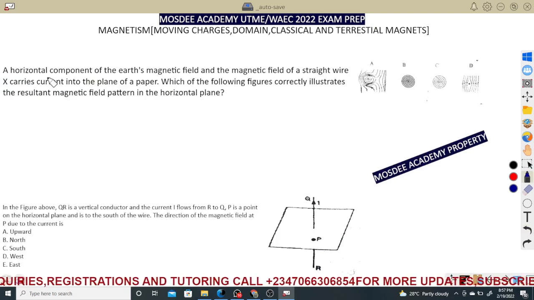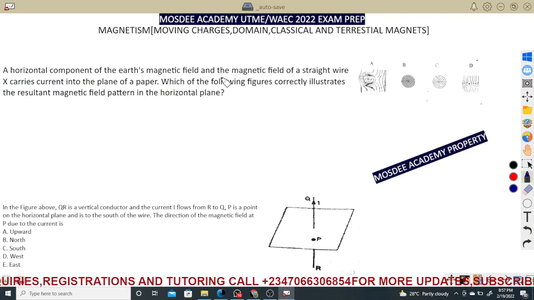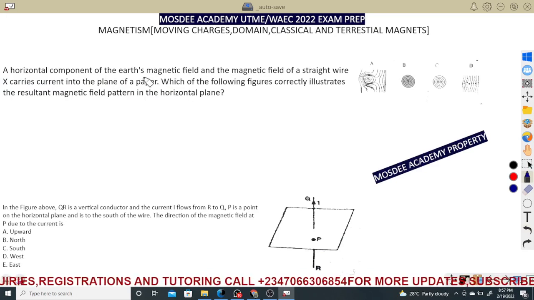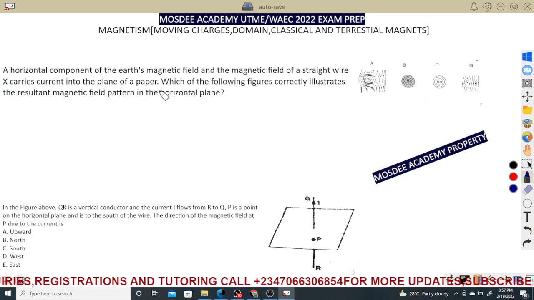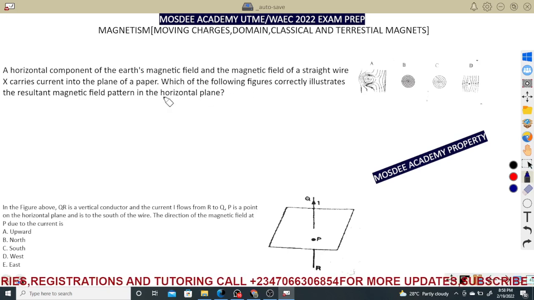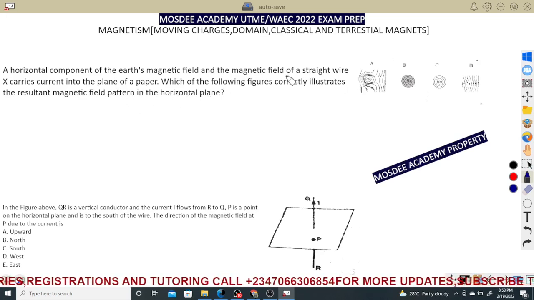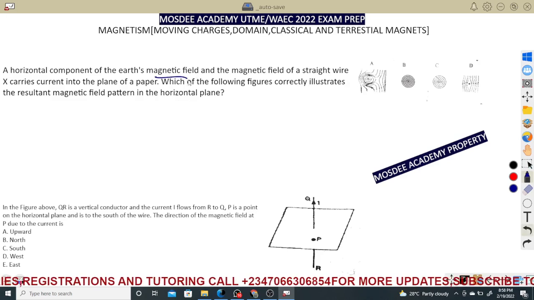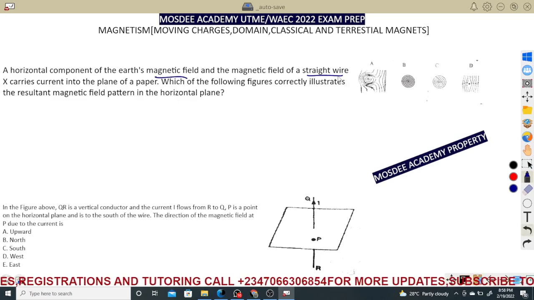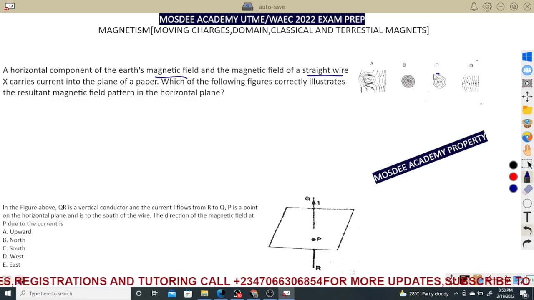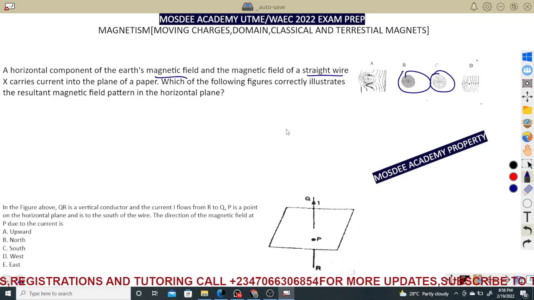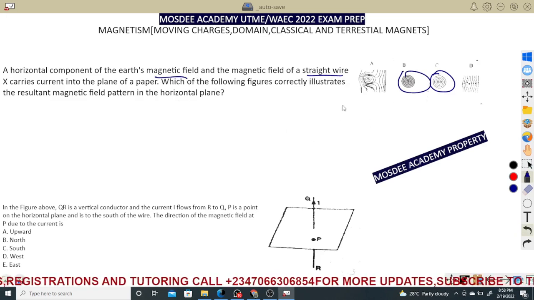Guys, the last one is about the horizontal component of the Earth's magnetic field and the magnetic field of a straight wire carrying current into the plane of the paper. Which of the figures correctly illustrates the resultant magnetic field pattern? There are two things: the Earth's magnetic field, I told you how it behaves, and a straight wire carrying current. A straight wire carrying current would behave like this. The Earth's magnetic field behaves like this.